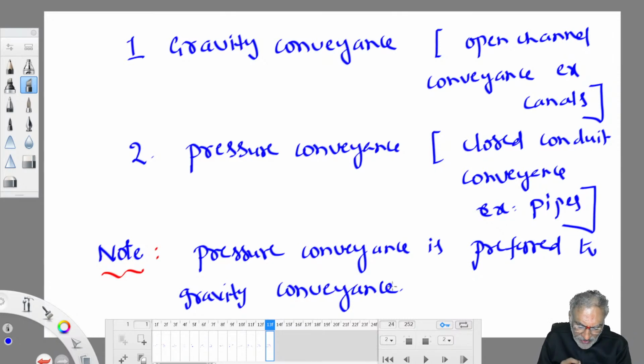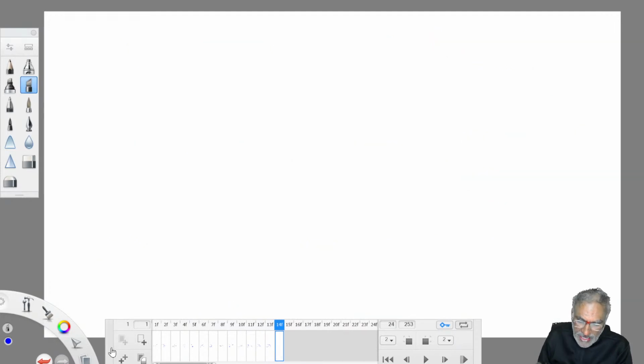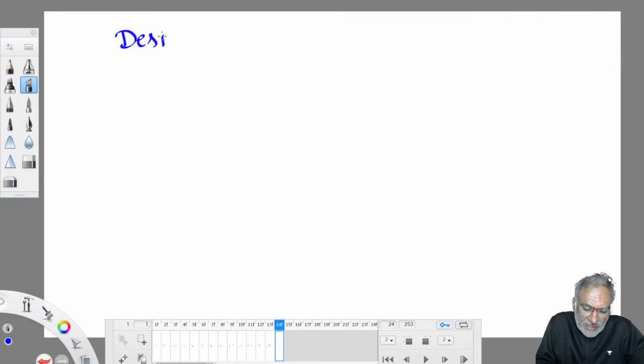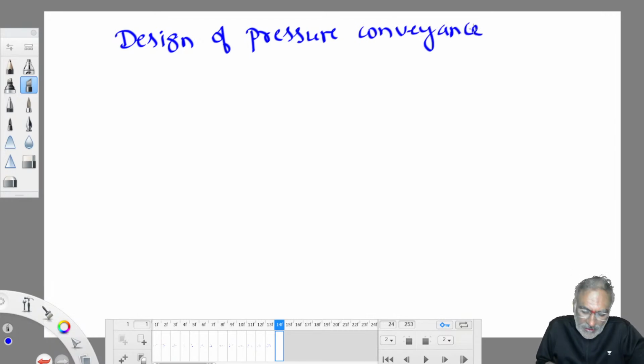Whenever we talk about pressure conveyance, then you are expected to design the system. In open channels, you can design the canal system to convey water. But in case of pipes, using the concepts of fluid mechanics, you can design the pipelines, the diameter of the pipe and all. So design of pressure conveyance, they are asking questions in the GATE exam, ESE exam. Design of pressure conveyance includes fixing two things. One is the size of the pipe required and the capacity of the pump required.